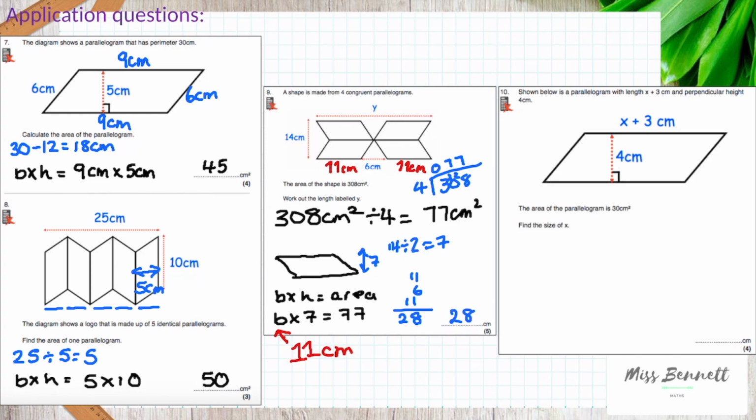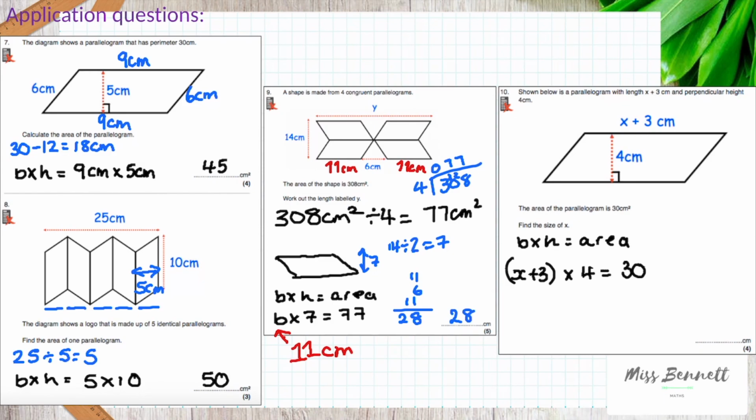On to the last question. Shown below is a parallelogram with length x plus 3 centimetres and a perpendicular height of 4 centimetres. The area of the parallelogram is 30 centimetres squared. Find the size of x. For this question, you need to be able to expand brackets. So it's telling us that the area is the base times the height. Well, the base is x plus 3, and I'm timesing that by 4, and that's giving me 30 centimetres squared.